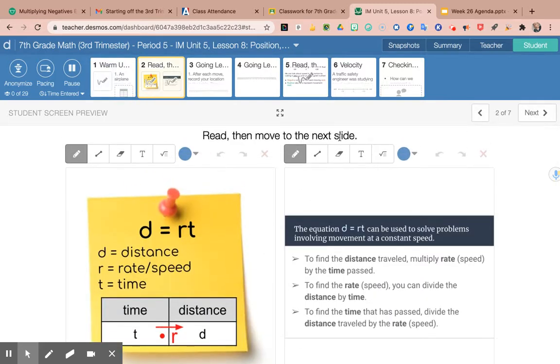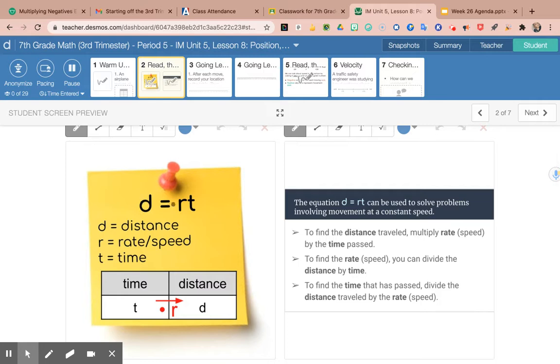Number 2, it says read, then move to the next slide. So it's telling you that D equals RT. So distance, how far you go, equals your rate, which is your speed. And then when they're like this, it means multiply. So the time times how fast you go is the distance. So that should make sense to you. How far you are depends on how fast you go times how long you went. So how much time you spent running times how fast you go is where you will end up.